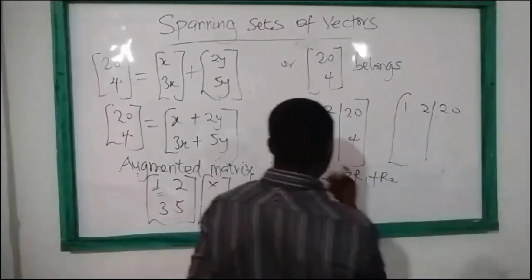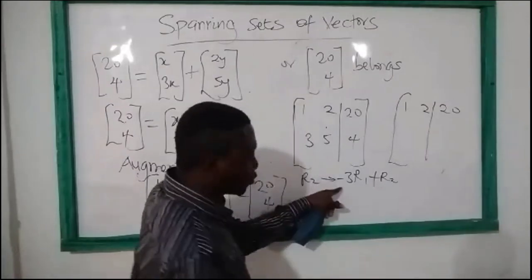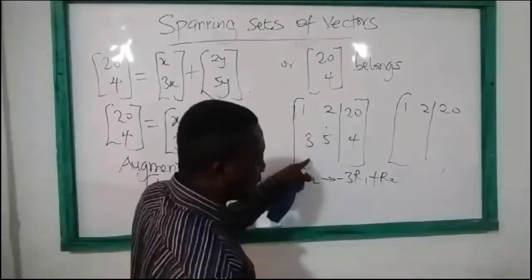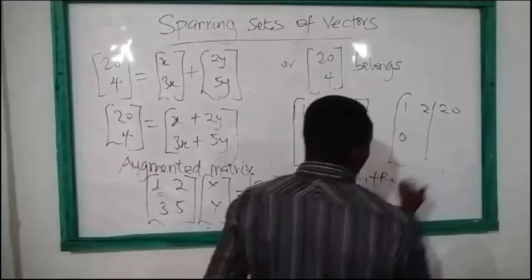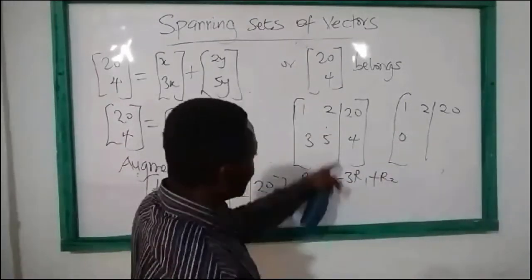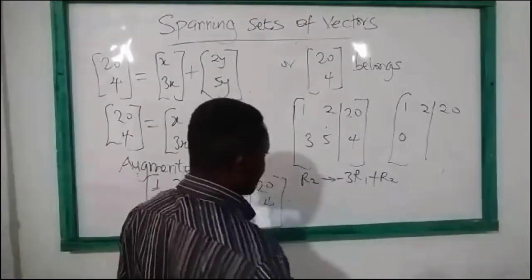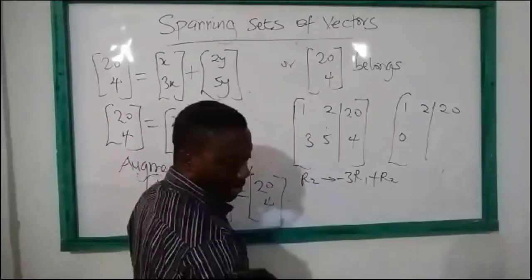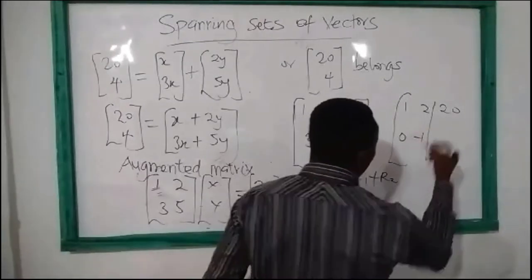Now let's focus on row 2. We are saying that row 2 is negative 3 of row 1 plus row 2. So that's negative 3 plus 3, which is 0. Then the second one, we also get minus 3 of row 1, so that's minus 6, and minus 6 plus 5, we get negative 1.